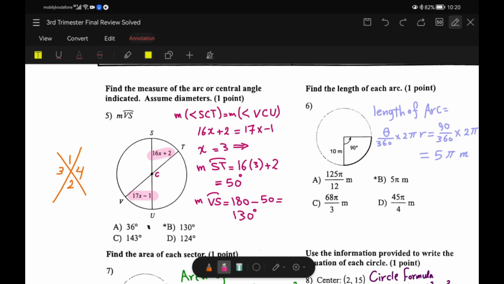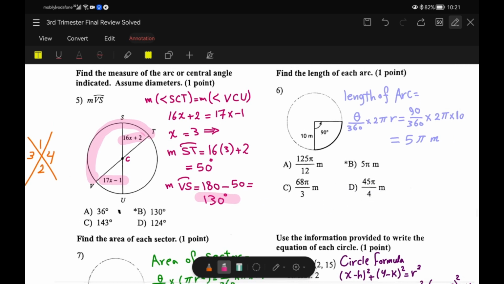We found that the arc ST equals 50 degrees. Focus with me. What do you see here? Well done, it's a semicircle or half circle. What's the measurement of a half circle? It's 180. We have found one part, TS, is 50. So you can calculate that SV or VS will equal 180 minus 50 equals 130 degrees.